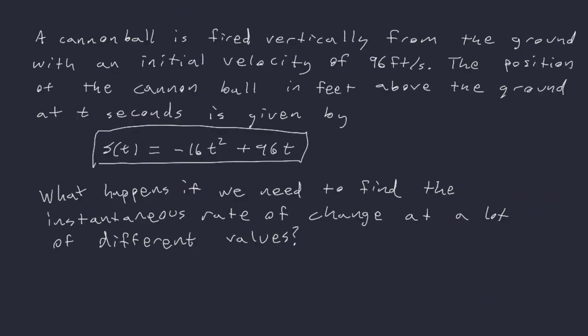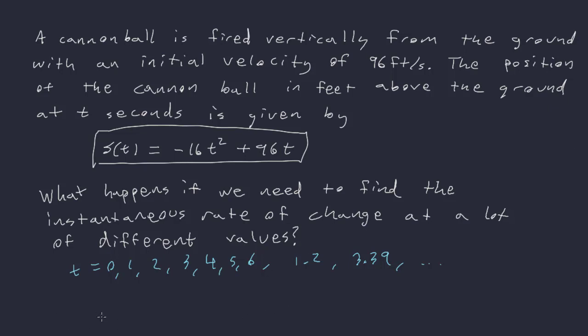So the natural question is, what happens if we need to find the instantaneous rate at a lot of different values? Say at t equals 0 or 1 and 2 and 3, 4, 5, and 6, and maybe at 1.2, and maybe at 3.39, and so on and so forth. Do we have to do that work every single time? Well, no. Let me show you a little trick.